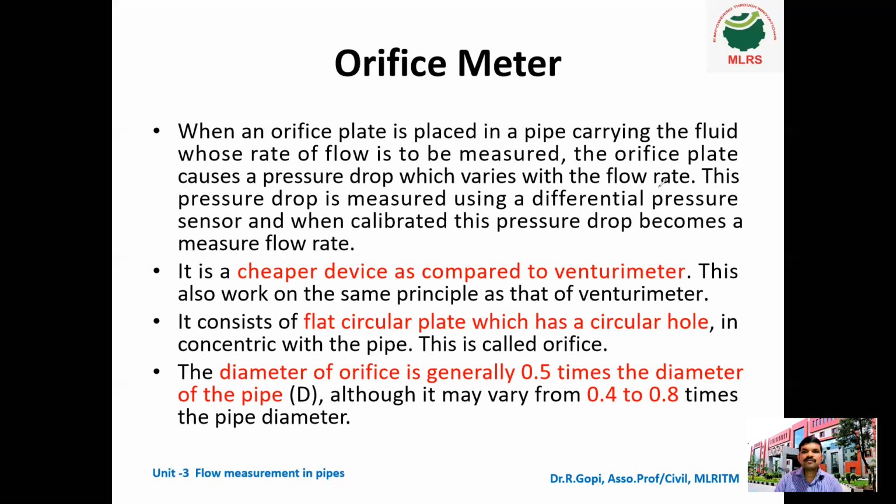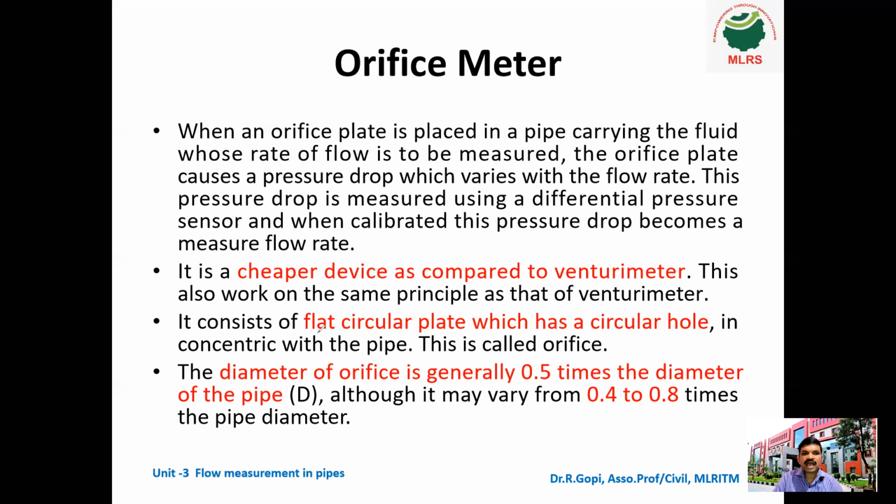This pressure drop varies with the flow rate. It is measured using a differential pressure sensor or a differential mercury manometer, and when calibrated, this pressure drop becomes a measure of the rate of flow. So what are the advantages? It is a cheaper device as compared to the Venturi meter. For making a Venturi meter, we need a convergent cone and a divergent throat, but here there is no convergent or divergent throat. We need only a plate with a central orifice, a central hole. This also works on the same principle as the Venturi meter.